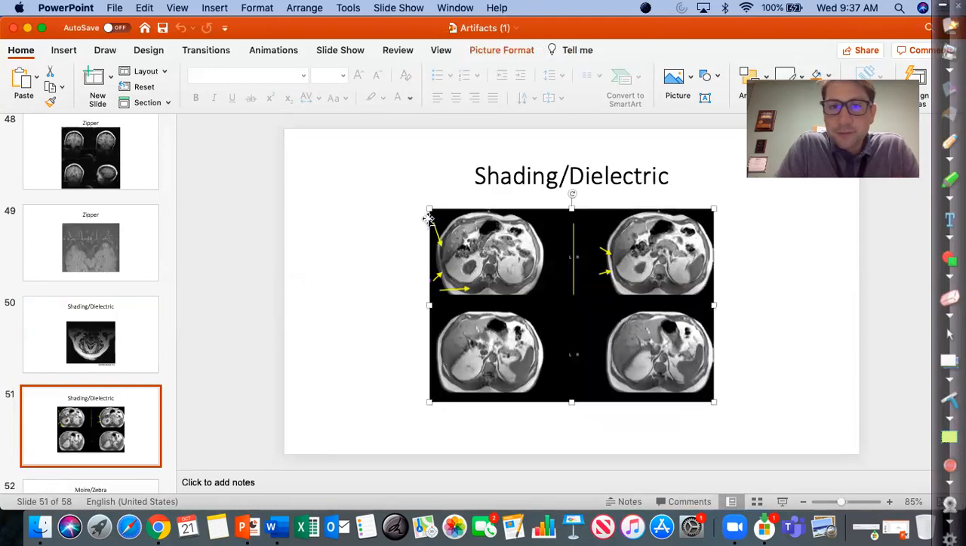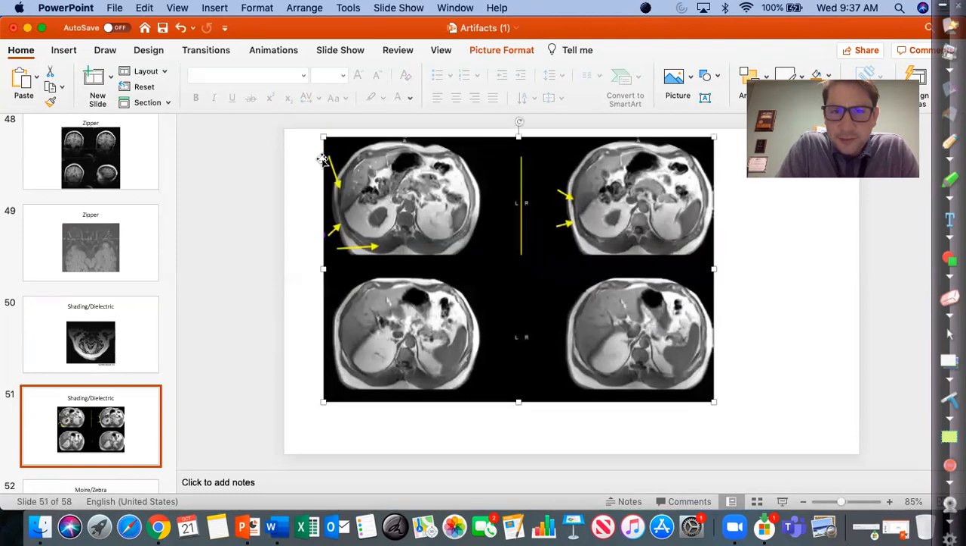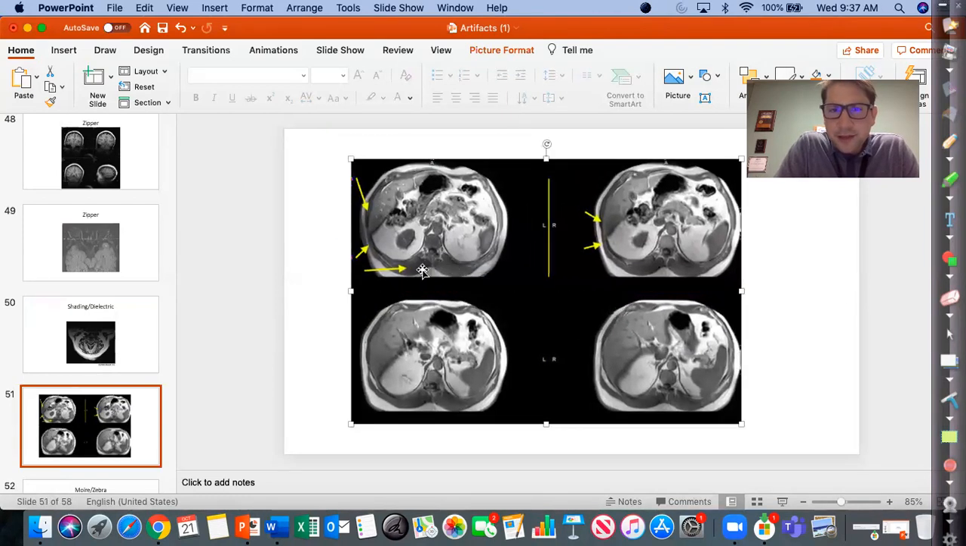Another example, I might have to blow this one up, of shading. You can see that it's a little darker on the right side of the patient over here compared to over here. And that could be caused by that coupling of the coil. Remember, where one side of the coil is touching, the other side has a gap between it.